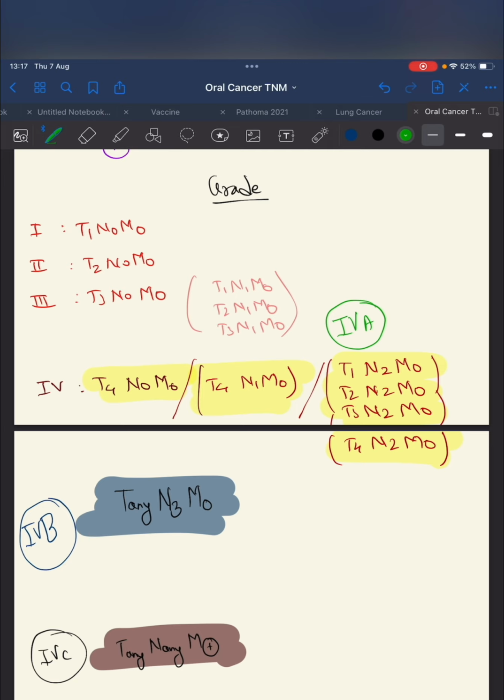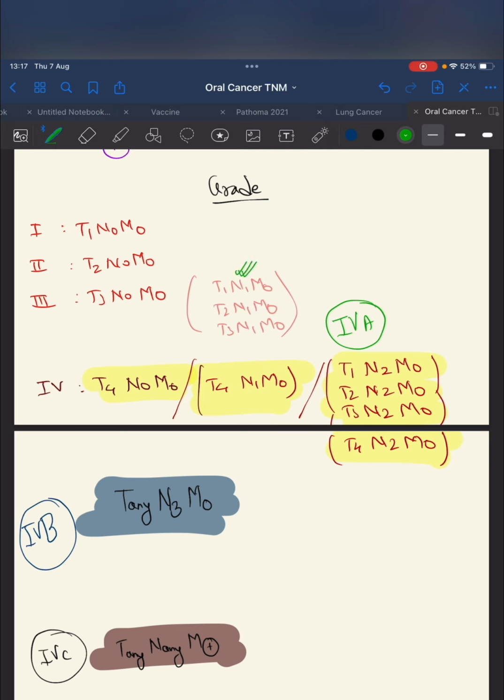So these are the things, very easy. T1 and M0, T2 and M0, T3 and M0, T4 and M0. This is 1, 2, 3, 4. But if it involves any T, that is T1 or T2 or T3, with nodal 1, nodal 2, nodal 3, but no M0, it will be stage 3.